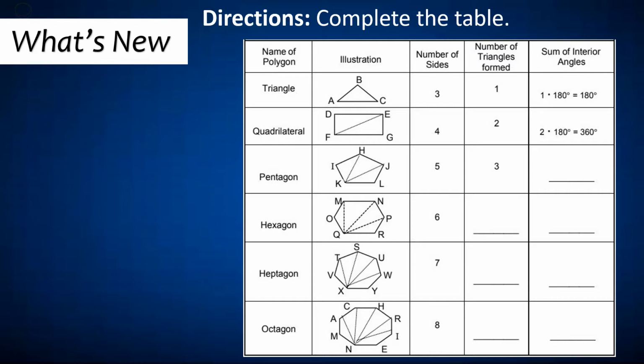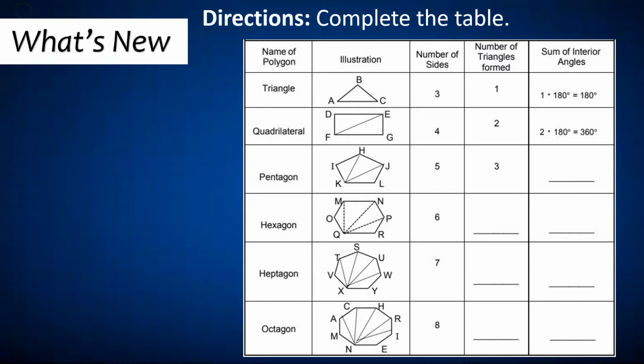For example, dun sa quadrilateral. Nung gumawa tayo ng diagonal, since isang diagonal lang yung pwede nating ma-create from one vertex, nakagawa tayo ng two triangles. At kung dalawa yan, so meaning dalawang 180 yan. So 2 times 180 is equal to 360. So ganun lang din yung gagawin natin dun sa ibang figure.